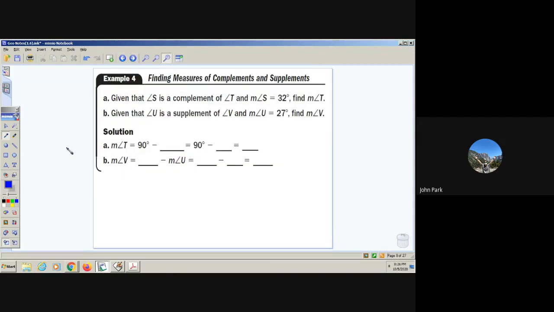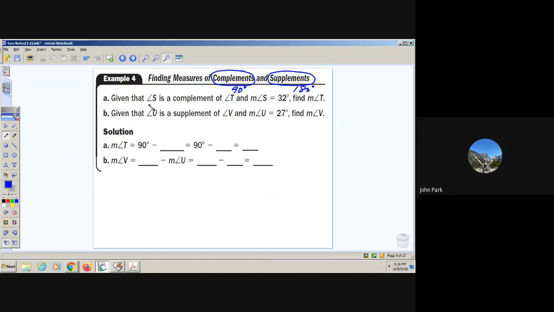So this one is again using the idea of complementary and supplementary. We could also call that the complement, which is adding up to 90 degrees, and the supplement, which is adding up to 180 degrees. So complement is 90 degrees, supplement is 180 degrees together, right?